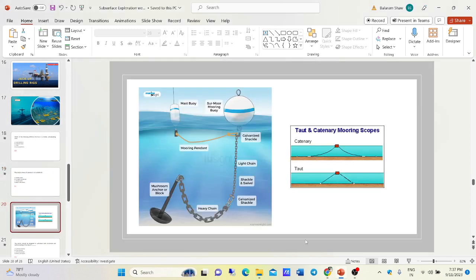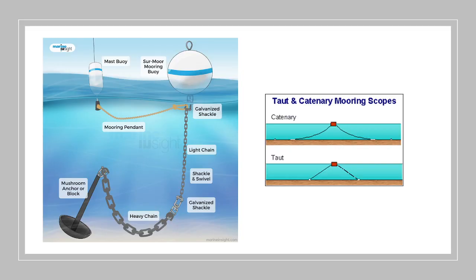There is one picture also. It will be much clearer here. Here you see there are heavy chains. This is the anchor. There are heavy chains connected to some light chain. So this is the catenary mooring, where it gets this kind of shape. But in taut mooring, it is a lightweight rope and it is very firmly fixed. This is taut mooring, and this is catenary mooring. This one is the mooring pendant. So mooring is clear, taut mooring, catenary mooring and all.